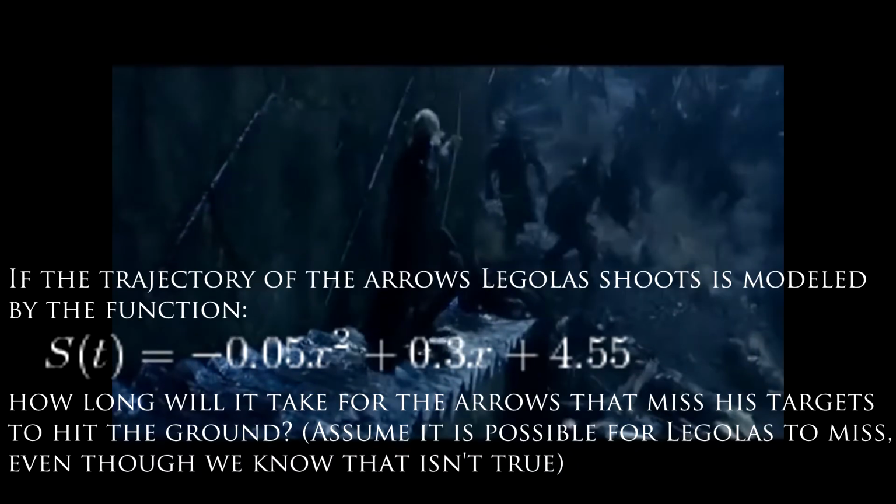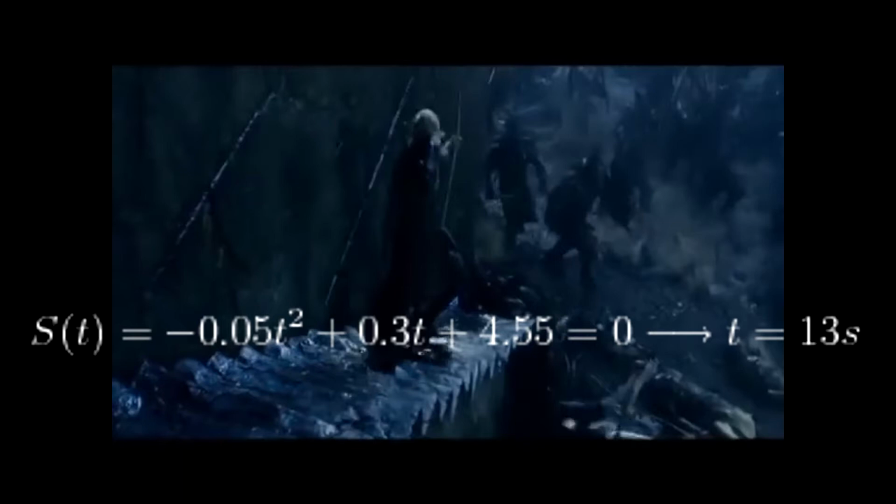If the trajectory of the arrows Legolas shoots is modeled by the function s of t equals negative 0.05x squared plus 0.3x plus 4.55, how long will it take for the arrows that miss his targets to hit the ground? We can solve this by setting s of t equal to 0 and getting t equals 13 seconds.